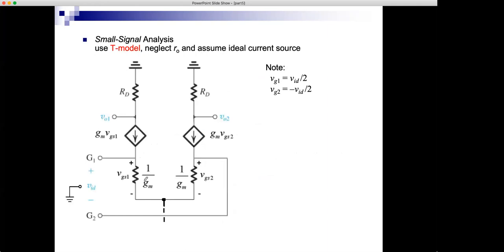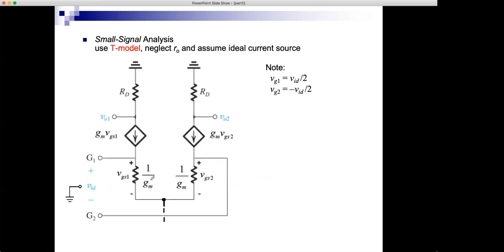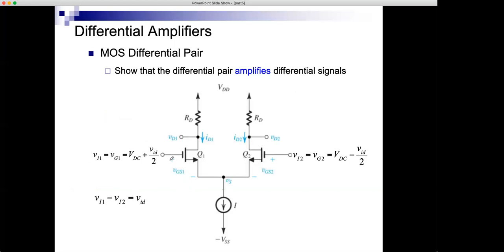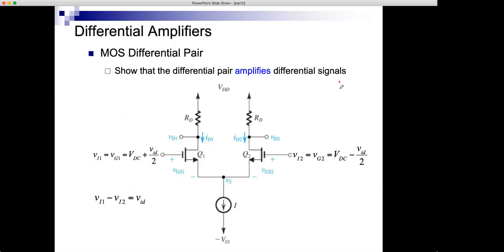Okay, let's do a small signal analysis to show that. So starting from here, I will use something that we haven't used a lot, the T model of the MOSFET. The T model of the MOSFET that looks something like this. Let me show it here. Actually, it's shown here. This is the T model of the MOSFET, gm VGS, and 1 over gm. Gate, drain, source, and gm VGS here.